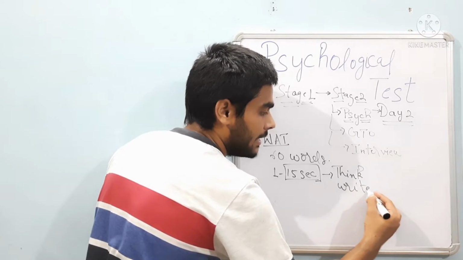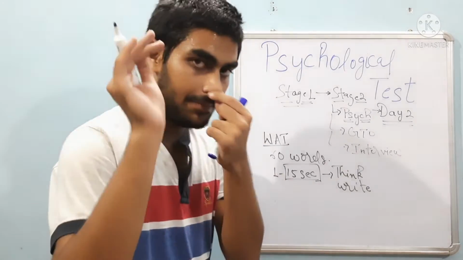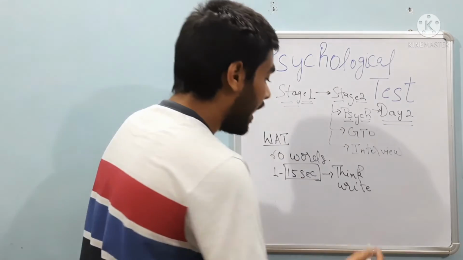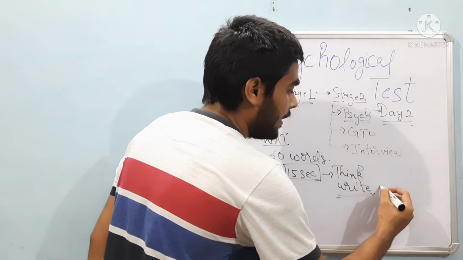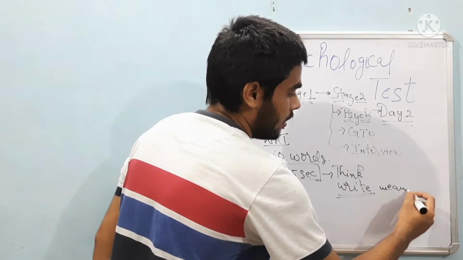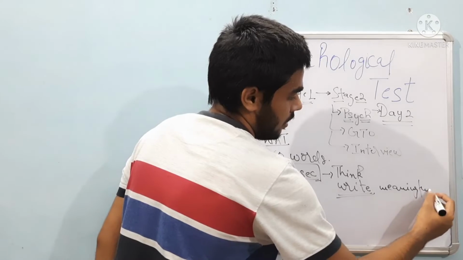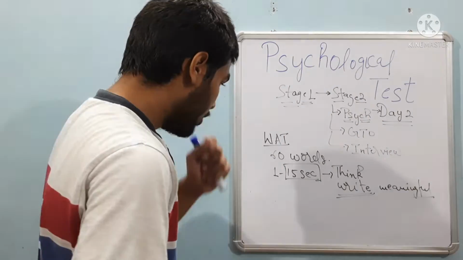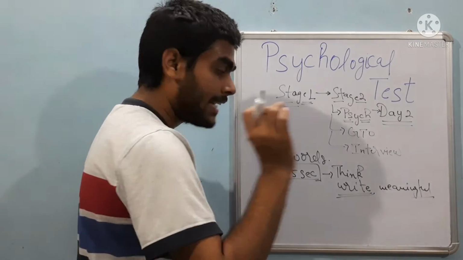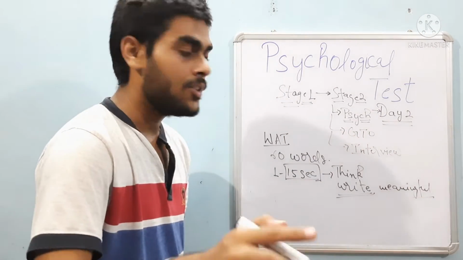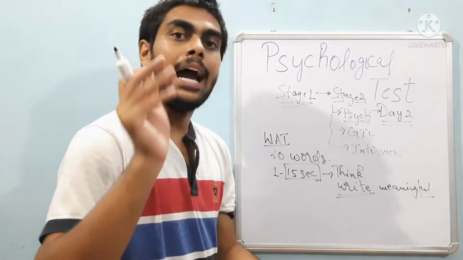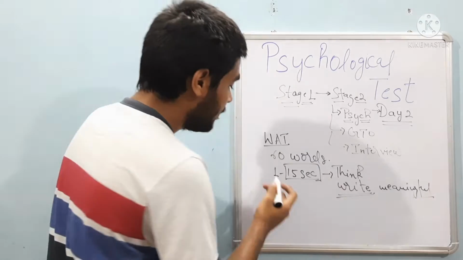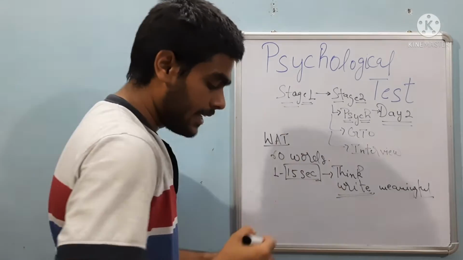perceive that word, and then write a meaningful sentence which shows the personality traits of yourself. So you will get one word at a time for 15 seconds. In 15 seconds, you have to think of the meaning of that word and write a sentence about that word.